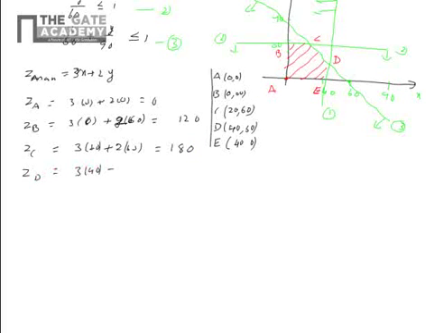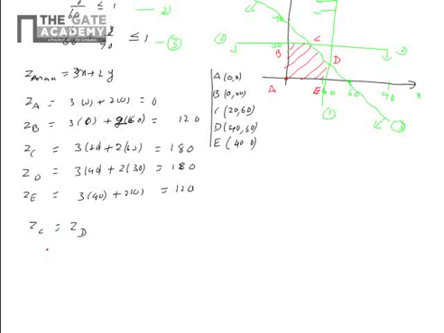340 plus 230 is 180. ZE: 340 plus 20 is 120. So out of this, ZC is equal to ZD.